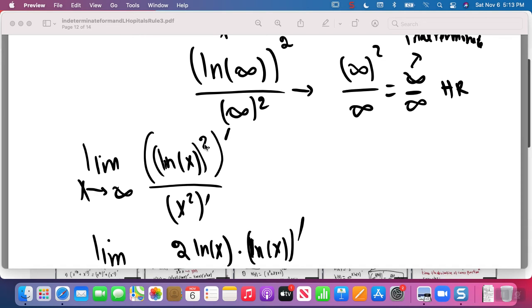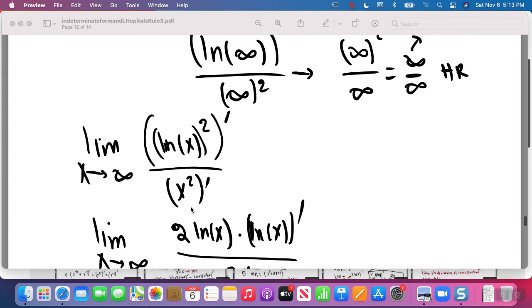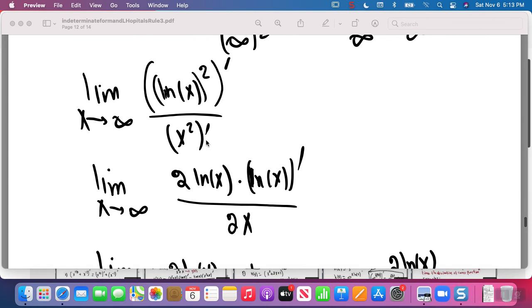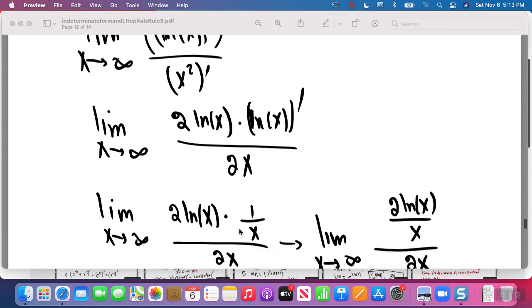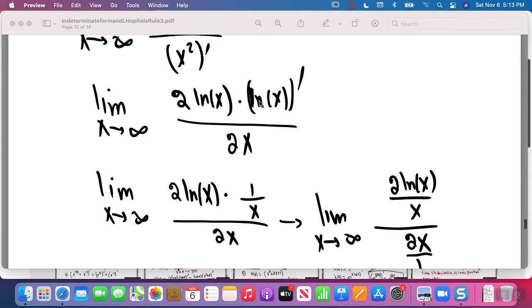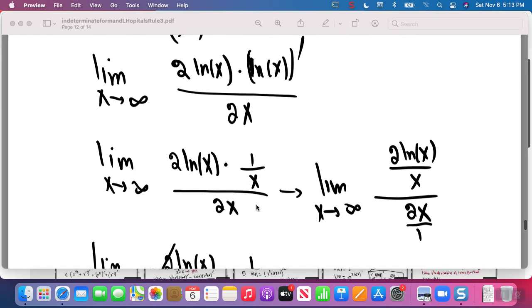L'Hopital says to take the derivative of the numerator divided by the derivative of the denominator. Now, for the derivative, we use the power rule followed by the chain rule. So you drop the 2, times ln of x, and then times the derivative of ln of x. At the bottom, x squared, its derivative is 2x. And the derivative of ln of x is 1 over x. So on the numerator, you end up with 2 times ln of x times 1 over x, and on the denominator, you have 2x.